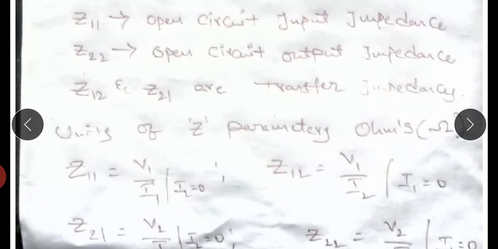So next, Z12, Z21 are called transfer impedances. Input voltage by output current, output voltage by input current. So here, different ports, voltage and currents are there. That's why these parameters are called transfer impedance parameters. So Z12 and Z21 are called transfer impedance parameters. So Z finally we can say is voltage by current. So units of Z parameters are ohms.